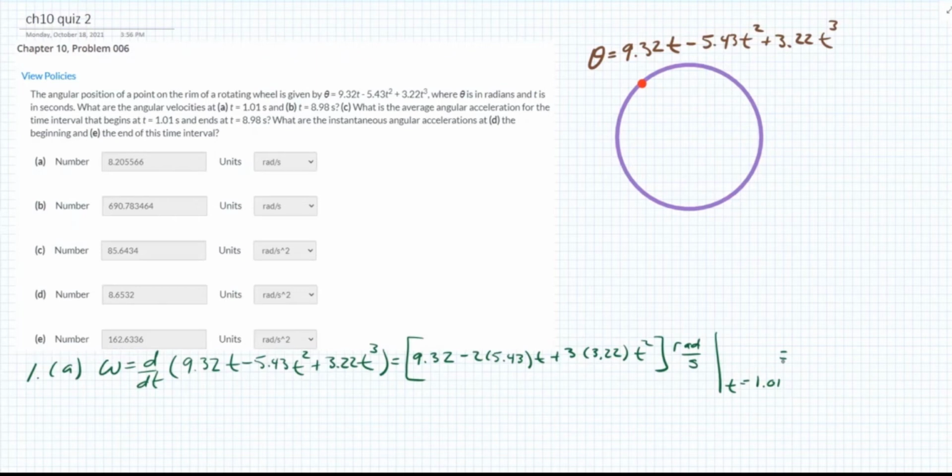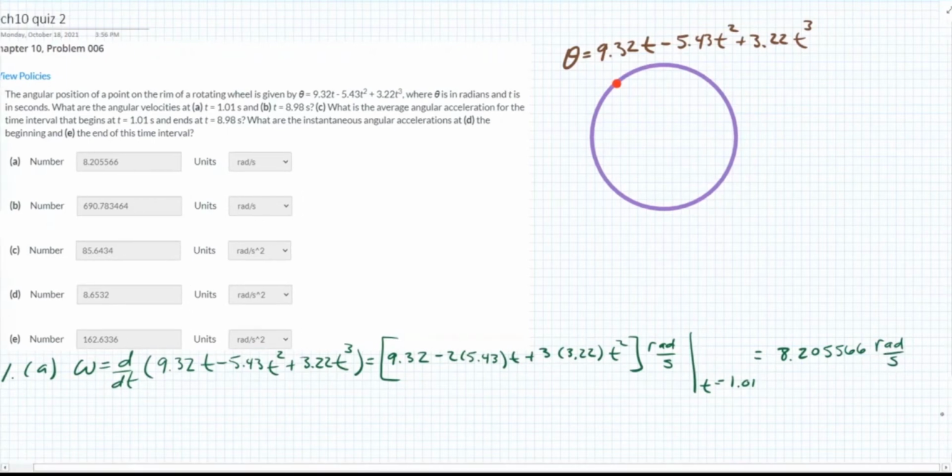9.32. Radians per second. That's the answer to part A. Go ahead and do the answer to part B, and then we'll talk about part C.